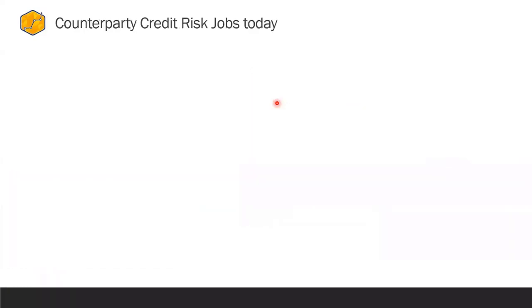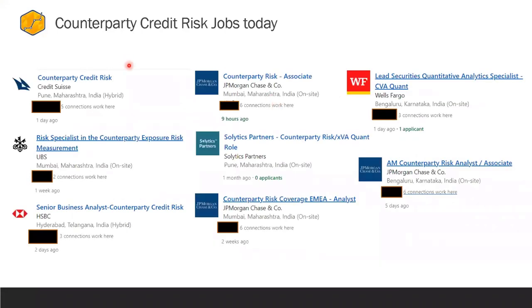Also, I looked at the counterparty credit risk profile. So again, highlighting some keywords: we have XVA quant, CVA quant, and counterparty credit risk. So for all these jobs, what are the skills that you need?